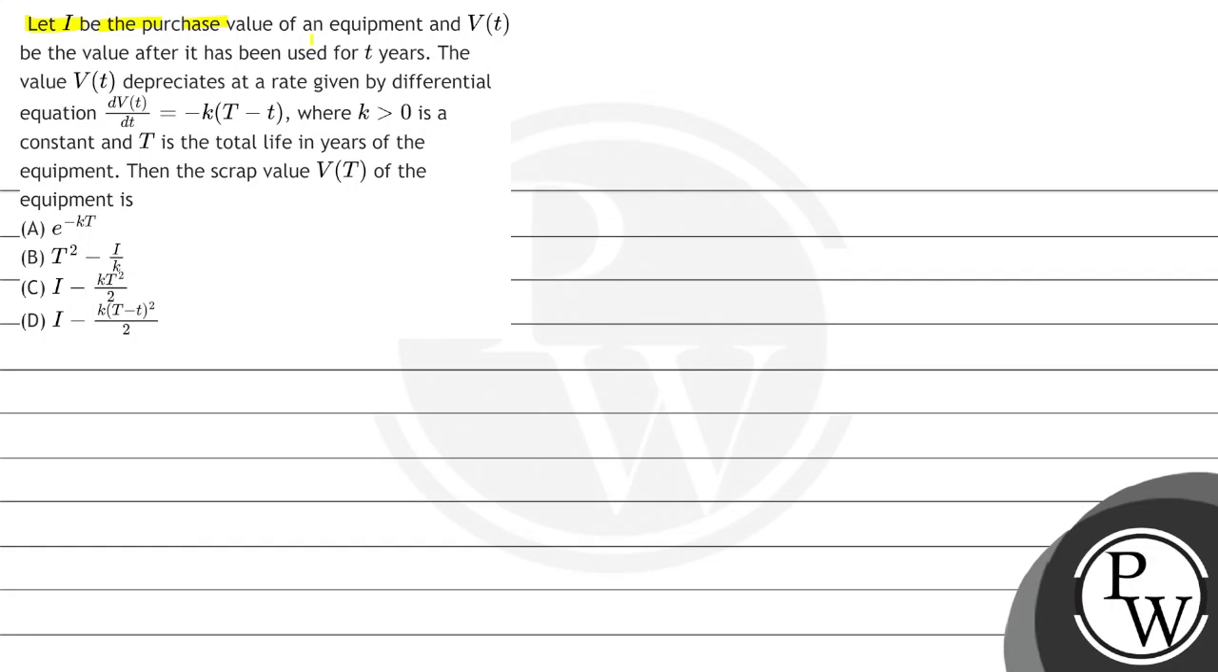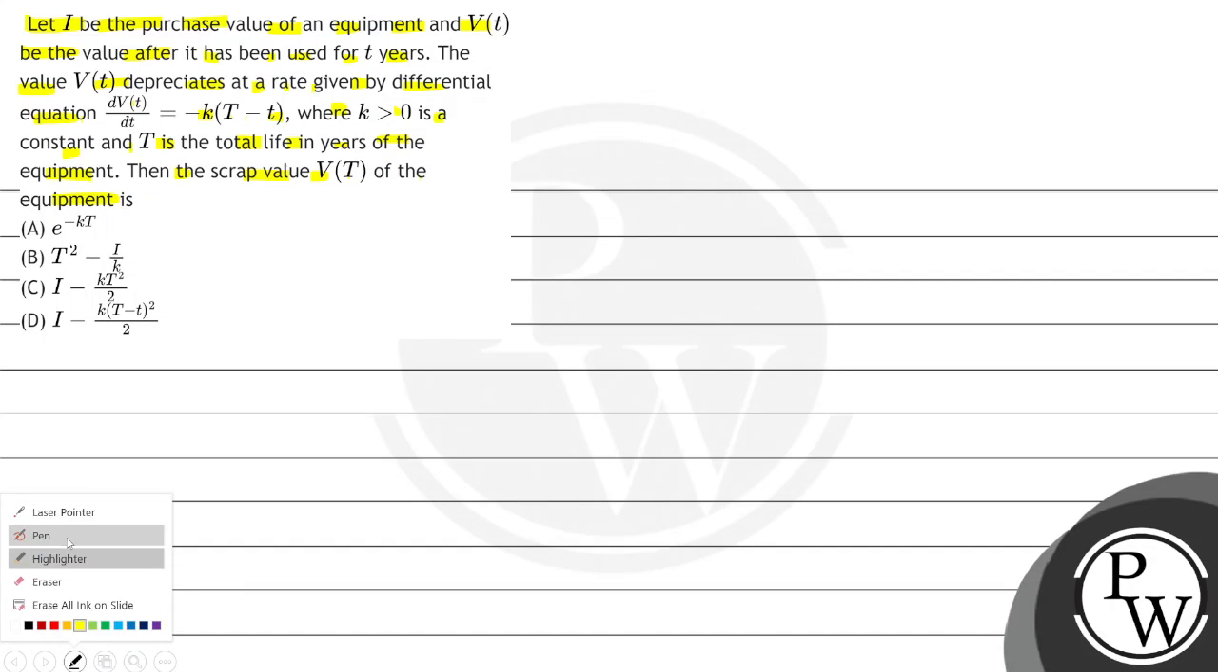Let I be the purchase value of an equipment and Vt be the value after it has been used for T years. The value Vt depreciates at a given rate by the differential equation dVt by dt is equal to minus k (T minus t), where k is a positive constant, and T is the total life in years of the equipment. Then the scrap value V of T of the equipment is.